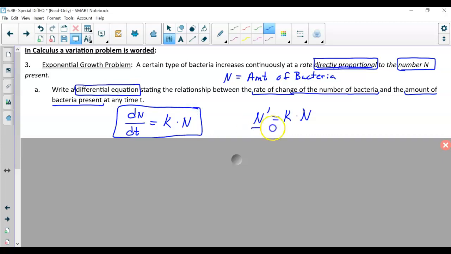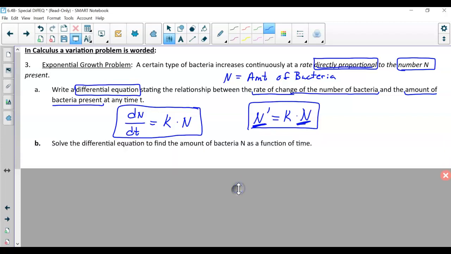Okay, again, an exponential function is one whose derivative is the same as what you basically started with. It may vary by a constant, but an exponential function. Okay, so then what we're going to do is solve the differential equation to find the amount of bacteria n as a function of time.